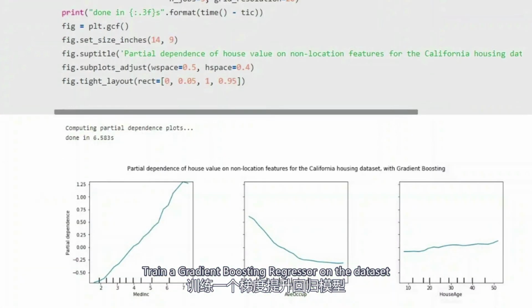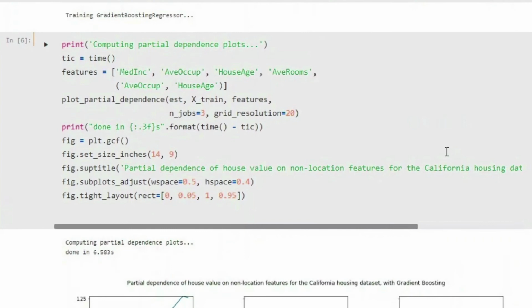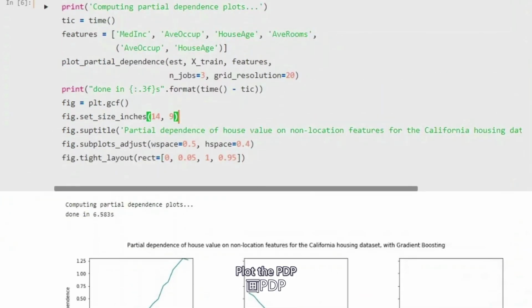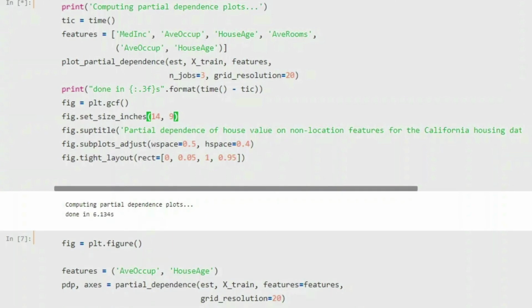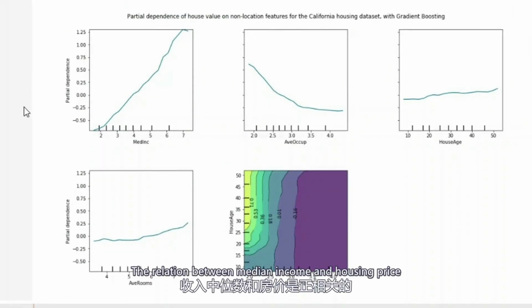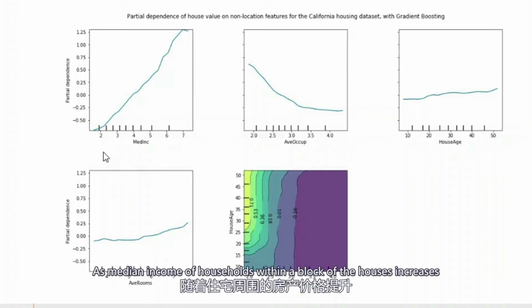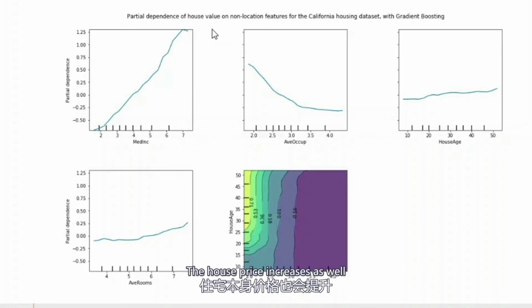Now we train a gradient boosting regressor, and then we plot the PDP. Now let's look at the relationship between median income and the housing price. As the median income of the houses within a block of the target house increases, the target house value also increases. This relation is positive, which is as expected.